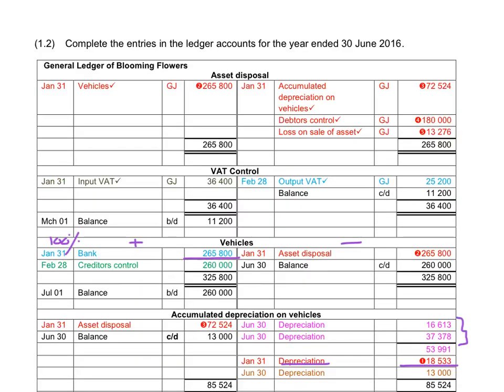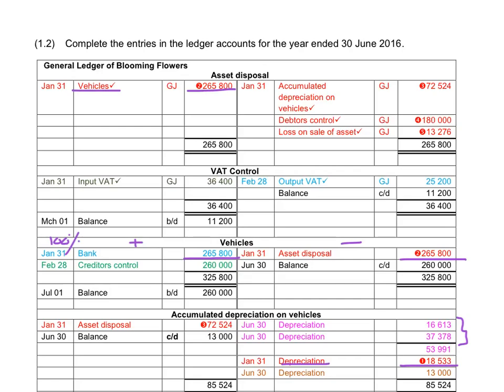Step number 2 is to remove the asset out of my vehicles account. So I will credit my vehicles account to reduce the asset, and I will transfer it to the asset disposal account to complete my double entry. The word vehicles will be written there to show that the double entry was in the vehicles account.